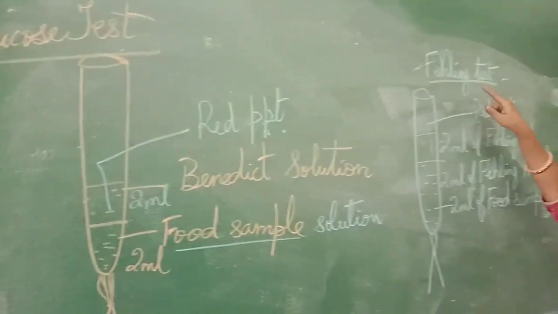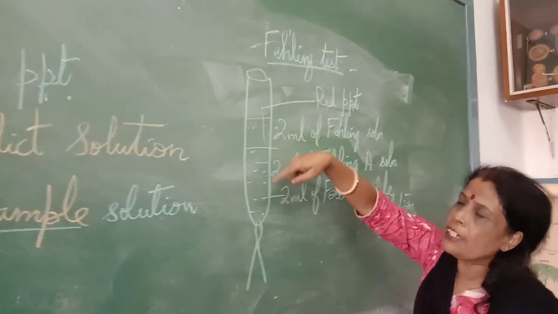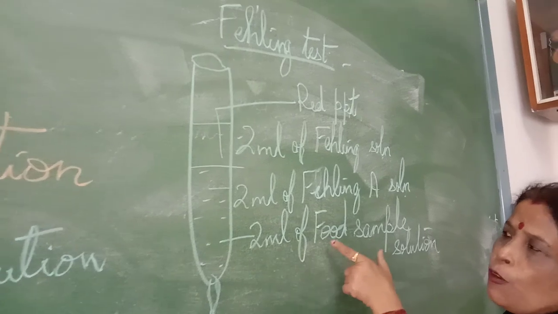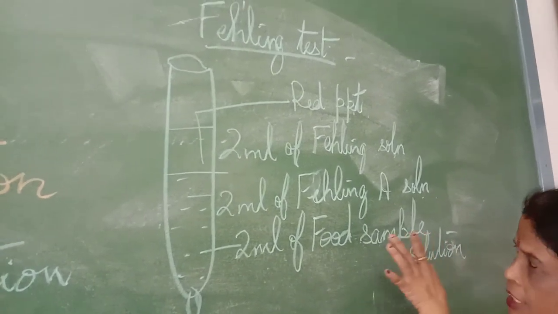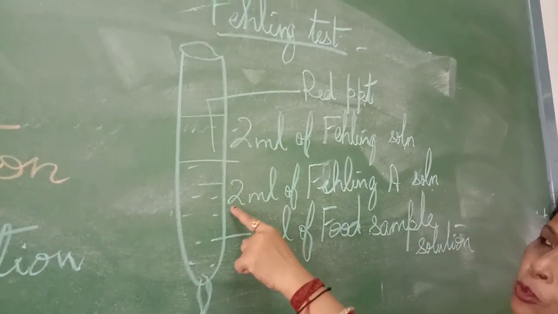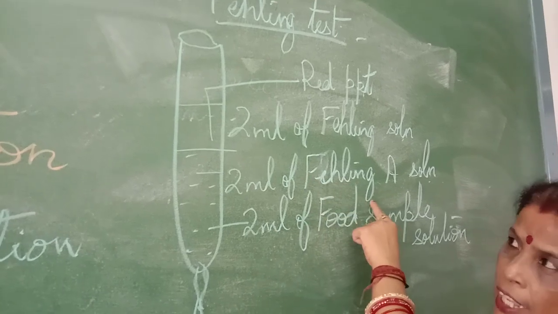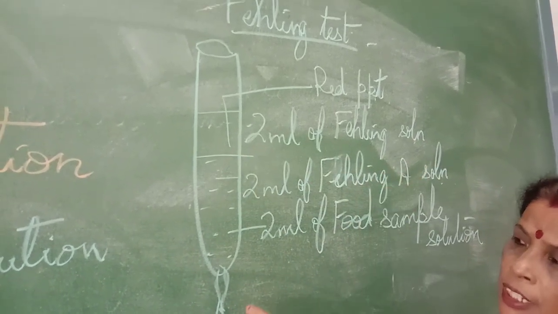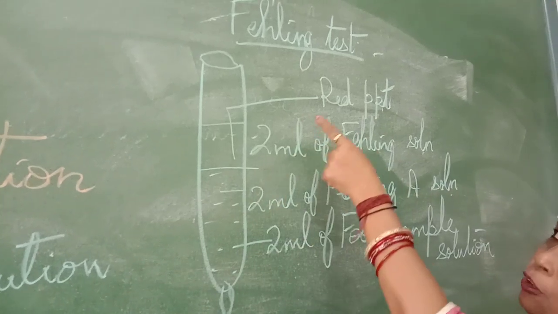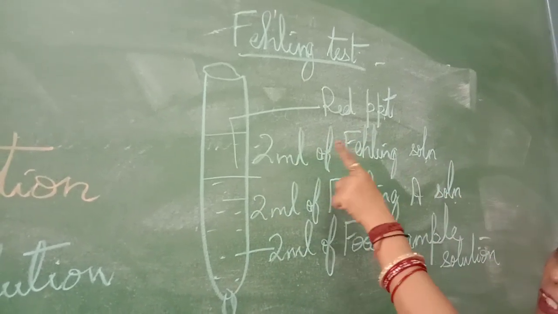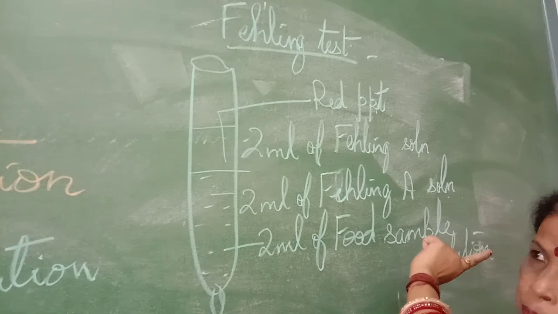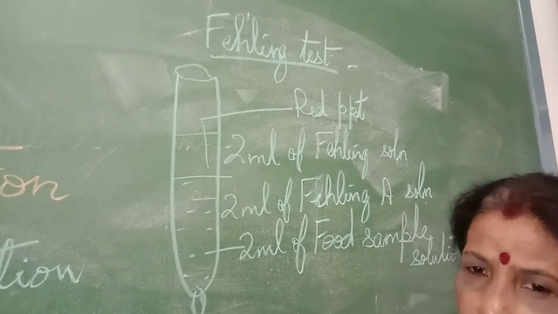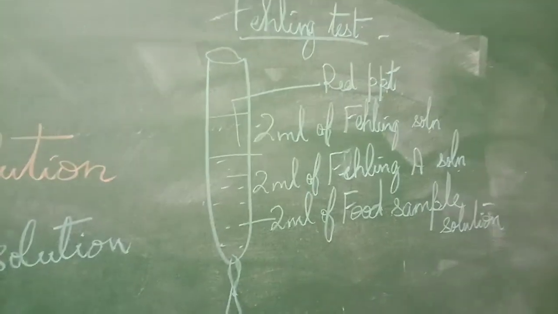Another test is Fehling's test. Again you take a test tube, add 2 ml of the food sample solution, add 2 ml of Fehling's solution A, then add 2 ml of Fehling's solution B, and heat it. After a while you will find a red precipitate. If there is no red precipitate being formed, glucose is absent. So let us perform that experiment.